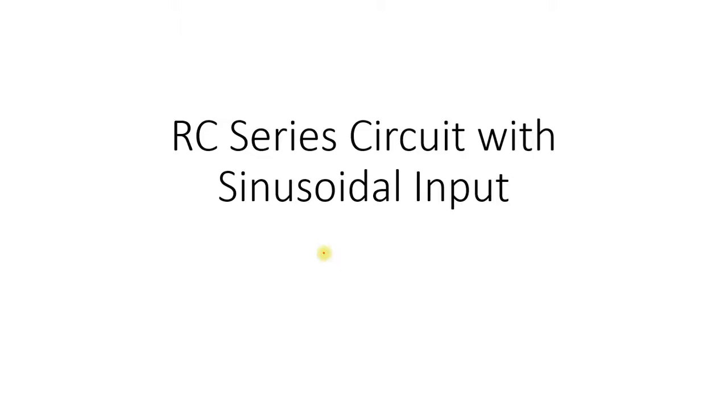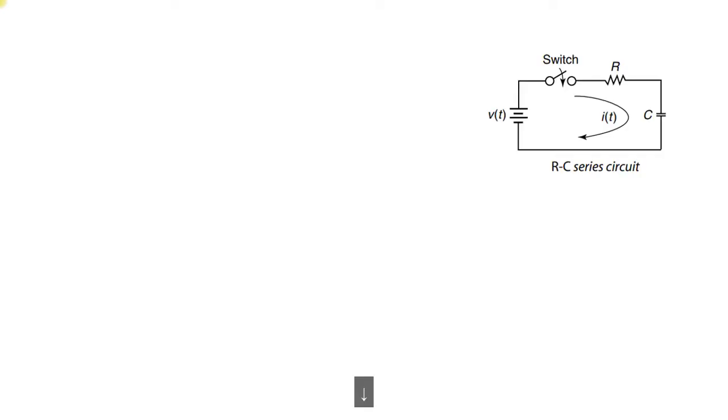In today's lecture, we are going to see the transient response of an RC series circuit with a sinusoidal input. Consider a series RC circuit with switch S closed when time t equals 0. Here v(t) is equal to V sin omega t.